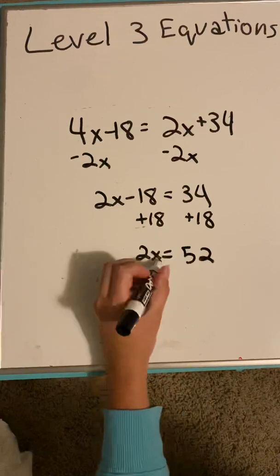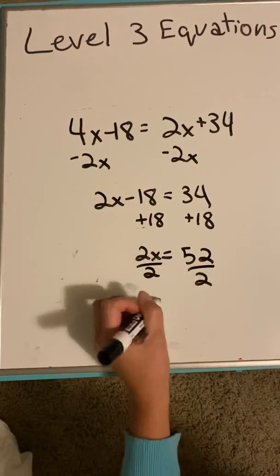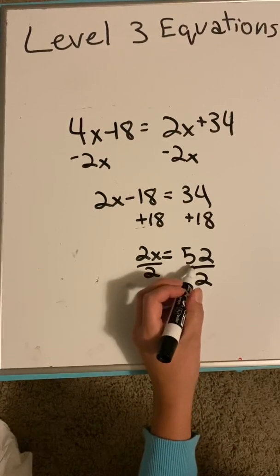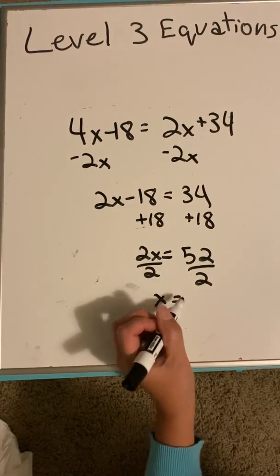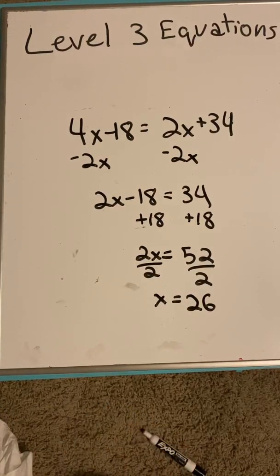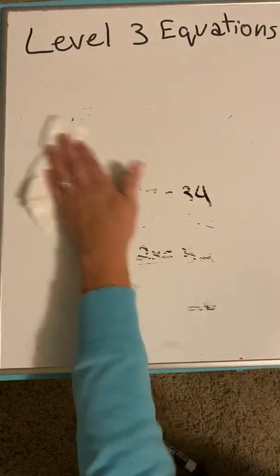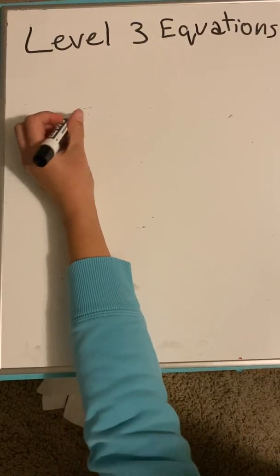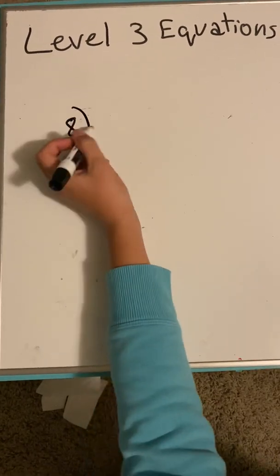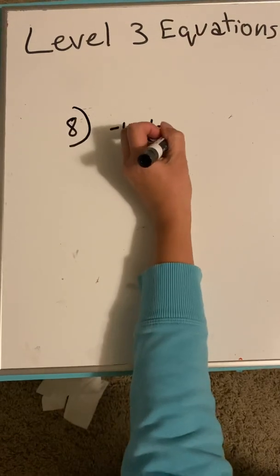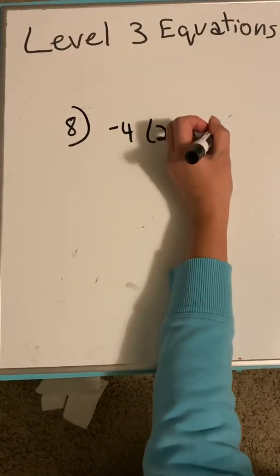52 divided by 2. X is going to equal, well, I know 2 goes into 50 25 times. 2 goes into 2 once, so this is going to be x equals 26. All right. Last question on this one. Number 8. Oh, first one I actually started numbering for you. Negative 4 times 2x minus 3 equals 4x minus 2.